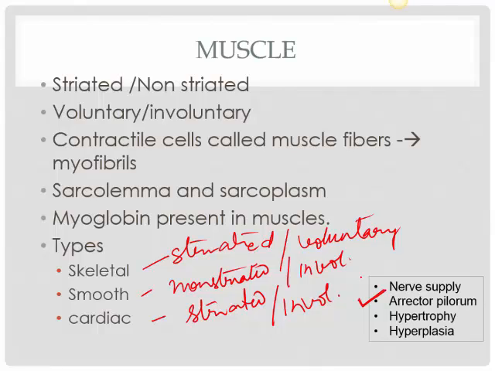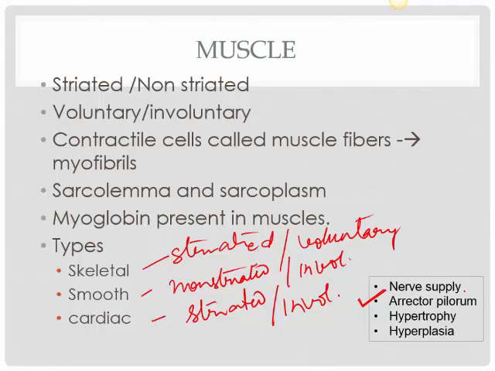And the name, as it suggests, erector means to erect. Pili means the hair shaft. So when it contracts, it makes your hair stand up straight. So when you're scared, for example, you get goosebumps. That's because of contraction of this erector pilorum making the hair stand up, and because of its contraction, it pulls on the other side and raises the little bump on your skin.